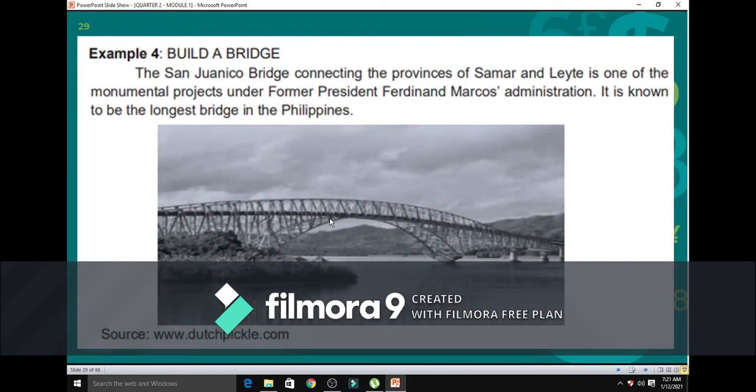So, pang-apat na halimbawa, build a bridge. So, eto kilala nyo itong bridge na to, pinag-aaralan nyo to sa AP. The San Juanico Bridge connecting the provinces of Samar and Leyte is one of the monumental projects under former President Ferdinand Marcos administration. It is known to be the longest bridge in the Philippines. So, ito yung pinakamahabang tulay na matatagpuan sa Pilipinas na pinagkokonekta ang probinsya ng Samar at Leyte.